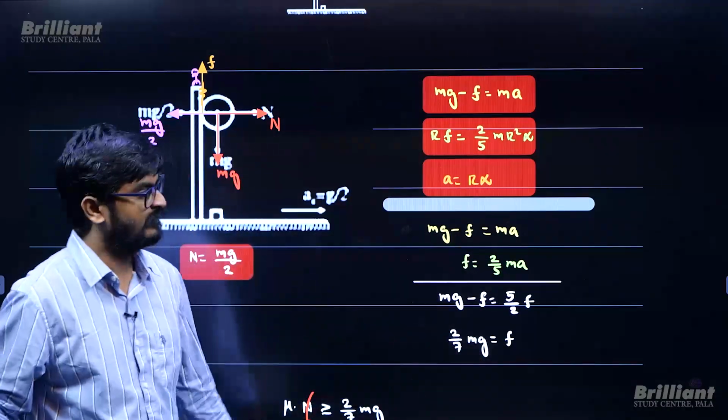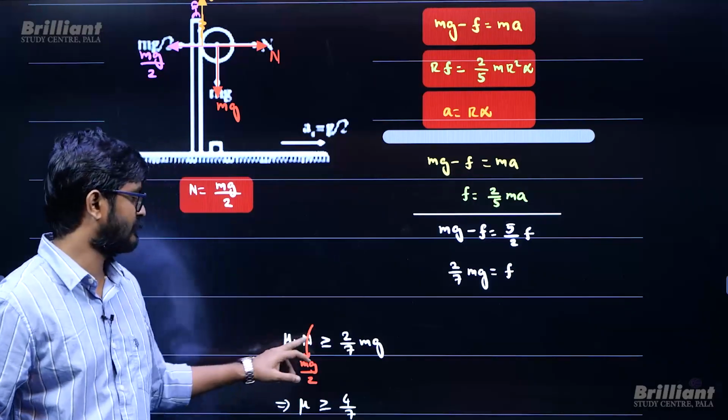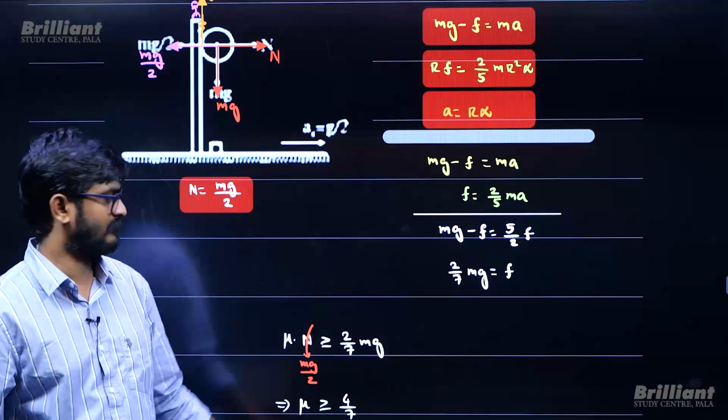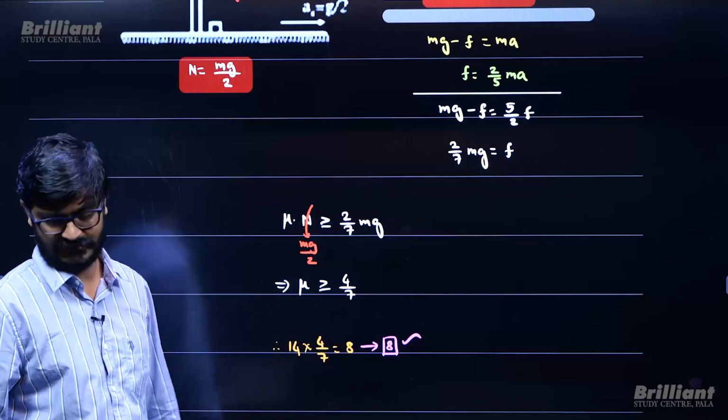Now friction, if I know, then the maximum value of the friction should be greater than this. Maximum value of the friction is mu into N, that should be greater than 2 by 7 mg. N value is mg by 2. When you substitute, you will be getting the required answer, right?